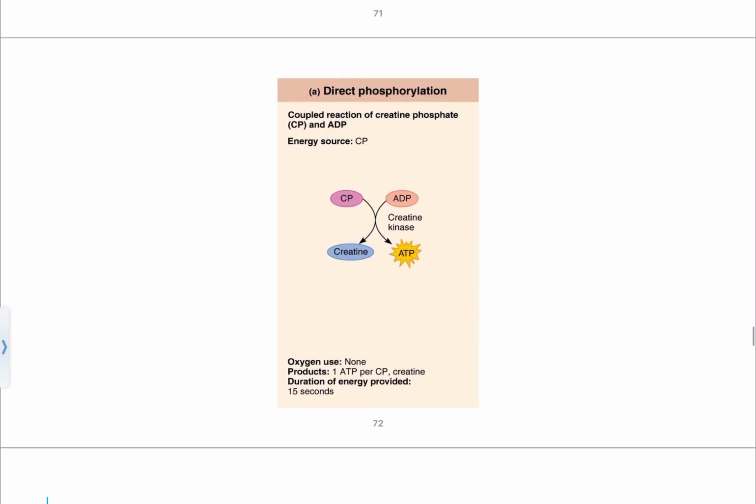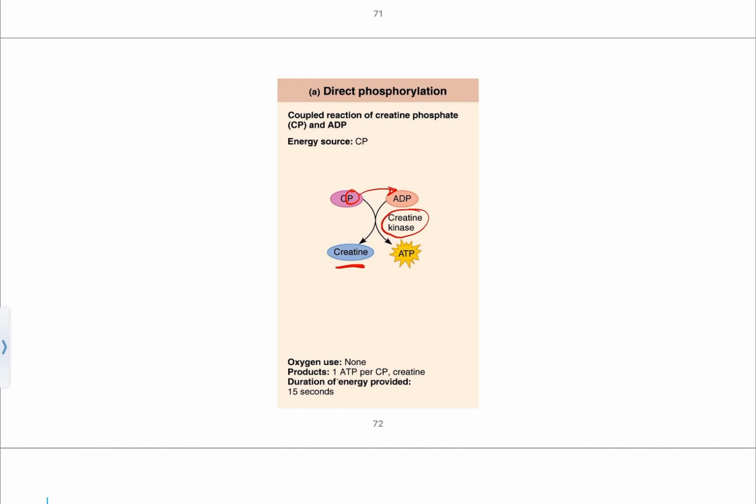So here's just an illustration of direct phosphorylation of ADP via creatine phosphate. Here's our enzyme creatine kinase. Anytime you see kinase, that means it's an enzyme that's going to phosphorylate something. So creatine kinase comes in, takes the phosphate from creatine, attaches it to ADP so that we get ATP, and now we're just left with creatine.